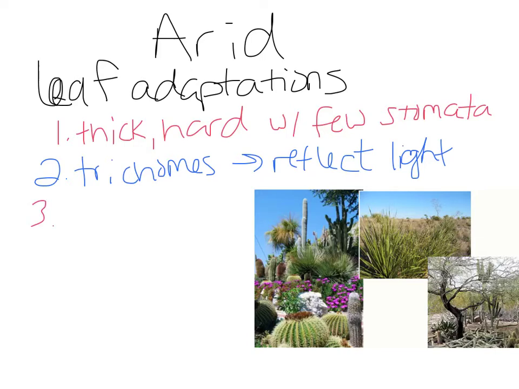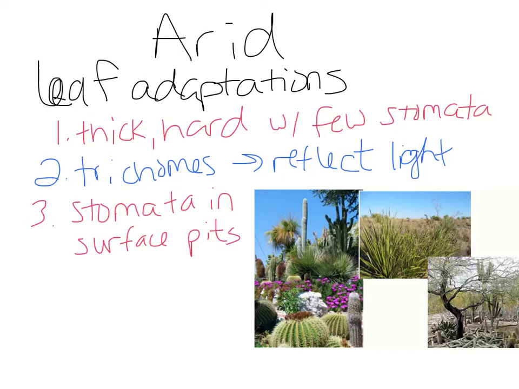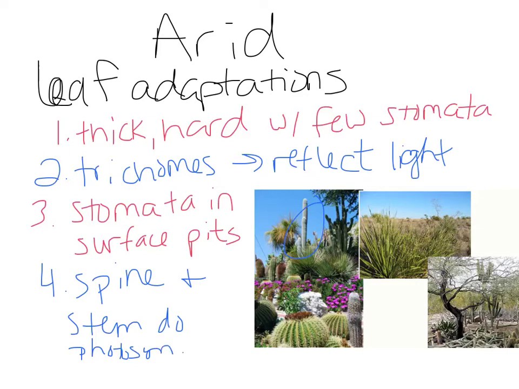You can also see stomata in what are called surface pits. When the stomata are in the surface pits, it increases the water tension, and so that also reduces the rate of transpiration. And then you also see some adaptations of the leaves that are more spine-like, and then the stem will actually do the photosynthesis, like the cactus here. So the stem is doing the photosynthesis and storing water.